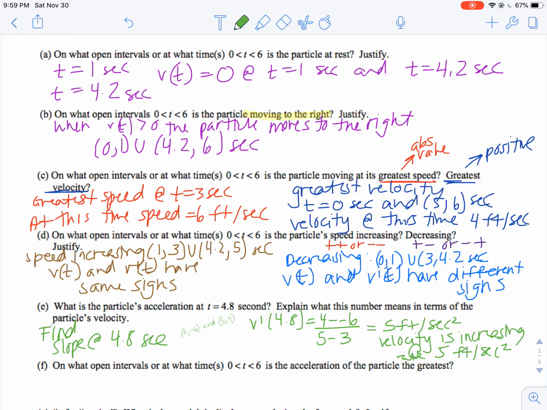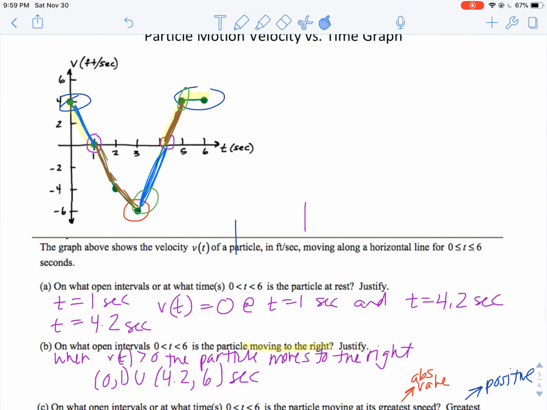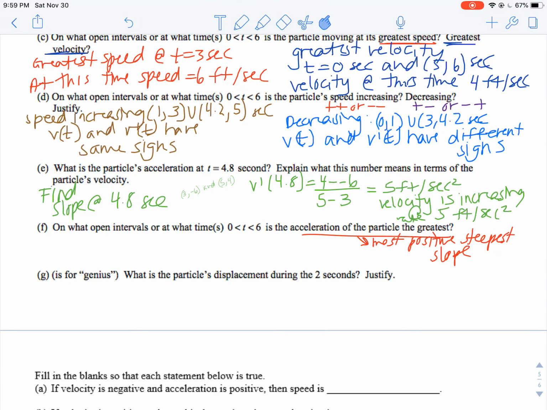All right, on what open intervals or at what times from 0 to 6 is the acceleration of the particle greatest? So we're looking for the most positive or the steepest slope. All right, so that's going to be, let's look back at our graph. 3 to 5 turns out to be the steepest slope there. Well, it's the only positive one that we have there, so that's 3 to 5.